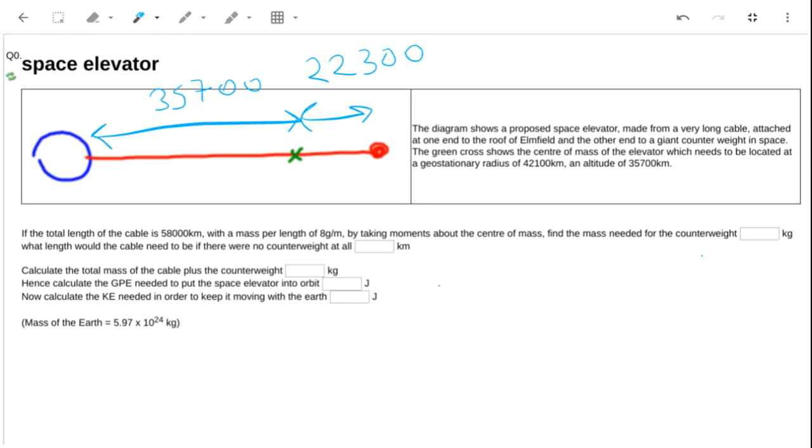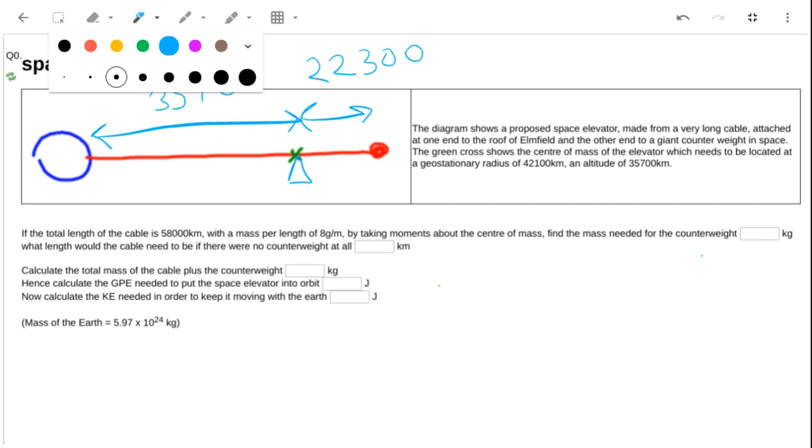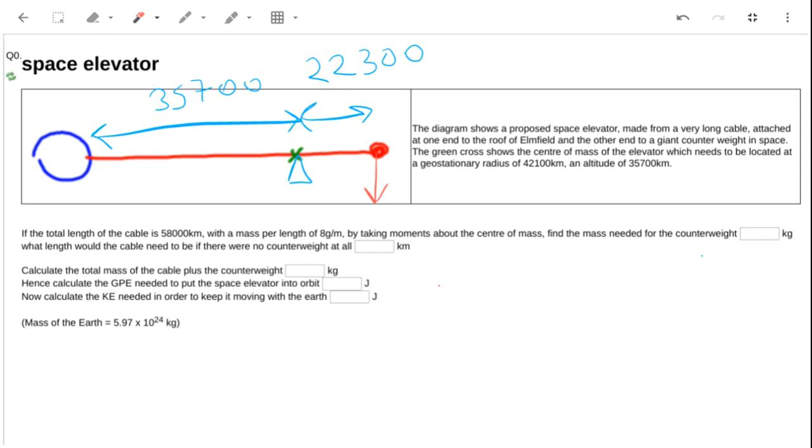Now we can take, it says take moments about the center of mass. I want the center of mass to be at geostationary radius. And imagine that the counterweight has a force acting down here, a weight acting down here. I know it's not actually, gravity isn't acting in that direction, but this is my sort of pretend seesaw question. And then I take the center of the cable, which is around there, and I give that a weight too. Now I've got to work out these two distances.